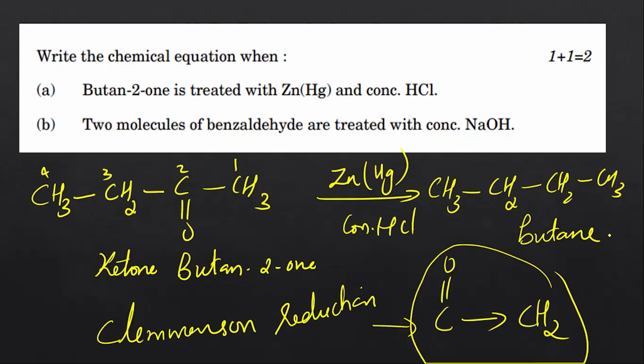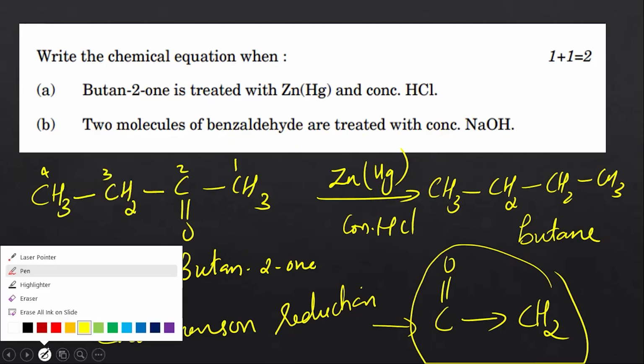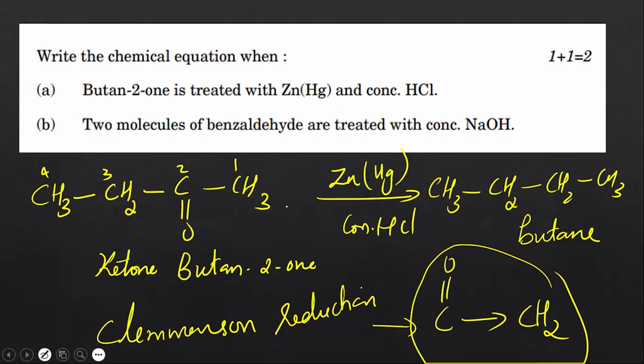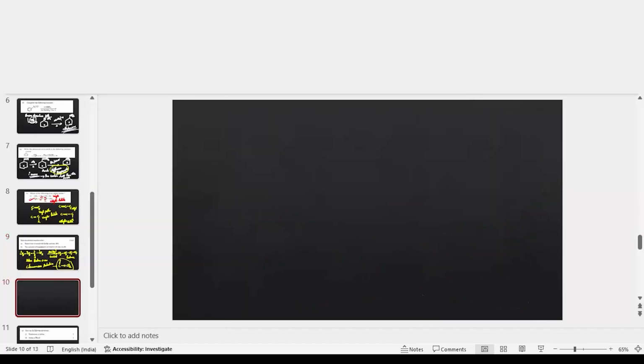Now the next question is, 2 molecules of benzaldehyde are treated with concentrated NaOH. So what is benzaldehyde and what is this NaOH? Only benzaldehyde and NaOH. What is that reaction called? Very simple. 2 molecules of benzaldehyde are taken. The important property of benzaldehyde is that it has no alpha hydrogen atom.